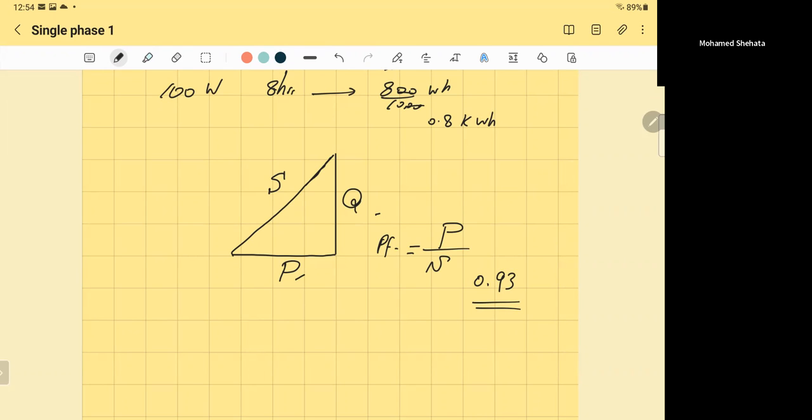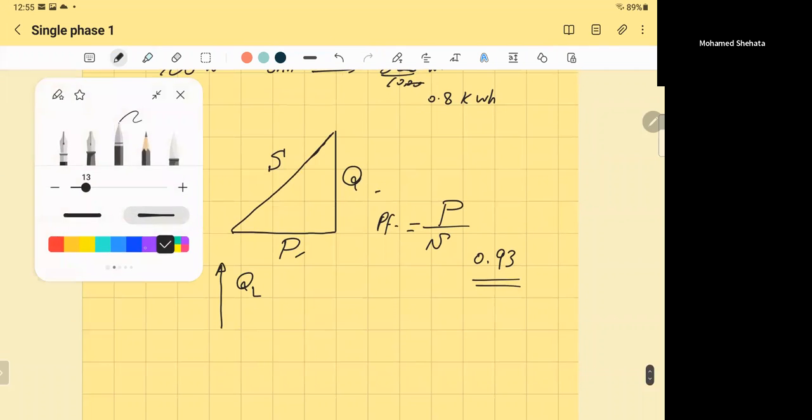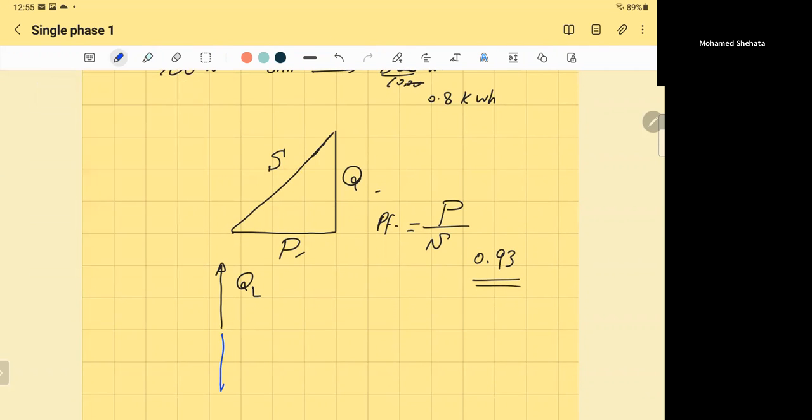The inductor consumes inductive reactive power. The capacitor does not consume inductive reactive power. It consumes capacitive reactive power, which means producing inductive reactive power. They are opposite. Let me explain. Inductive, QL. Capacitive, QC. So the reactive power of the capacitor is opposite to QL.